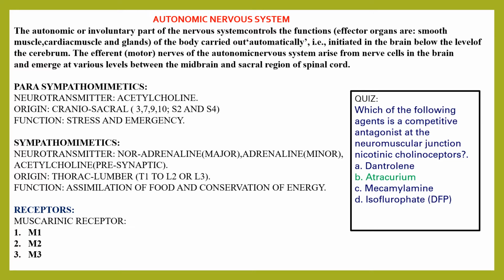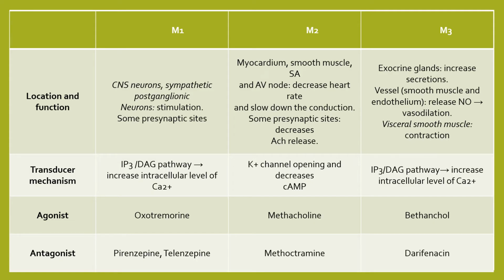In this autonomic nervous system, we'll go through the receptors. The receptors are classified into two types: muscarinic receptors and nicotinic receptors. Muscarinic receptors are again classified into three types: M1, M2 and M3. Here we can observe a tabular format of the muscarinic receptors: M1, M2 and M3.